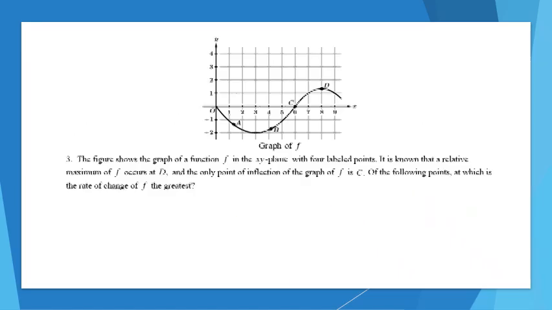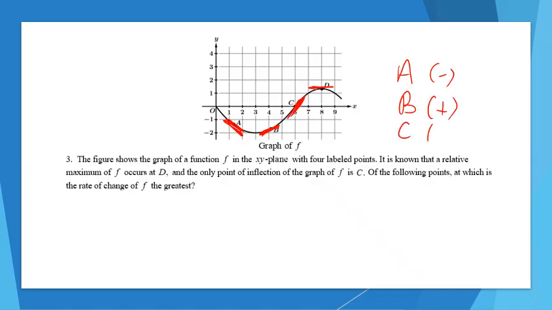All right, number 3, the figure shows a graph of function f. It is known that the maximum occurs at D, right? So that's going to be at the very top. And the only point of inflection is point C. Where's the rate of change the greatest? So here we want to look at which of these points has the greatest slope. A should be a negative slope. B and C should both be positive. And D should be 0, right? Because it's flat and it's exactly at the top.